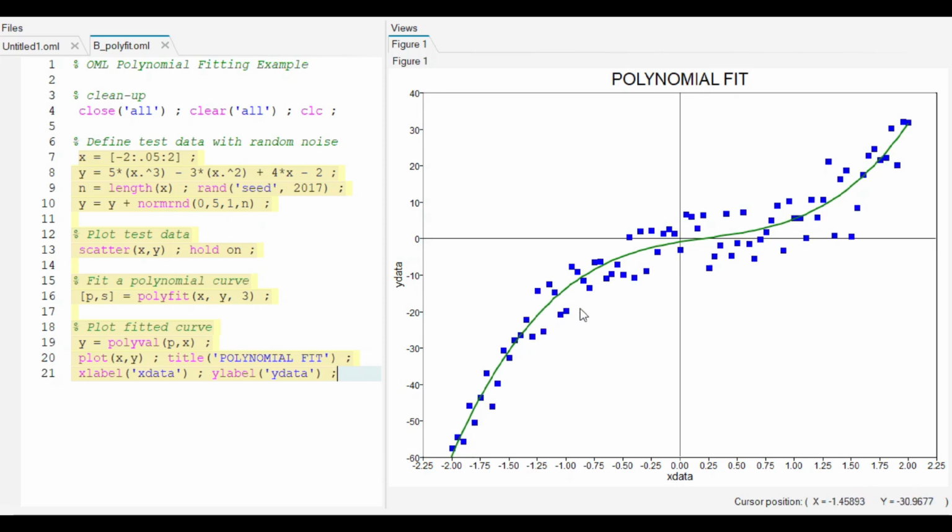Polynomial curve fitting is one of the most important tools in engineering and scientific computing. Understanding this concept helps engineers analyze data, build predictive models, and solve practical engineering problems.